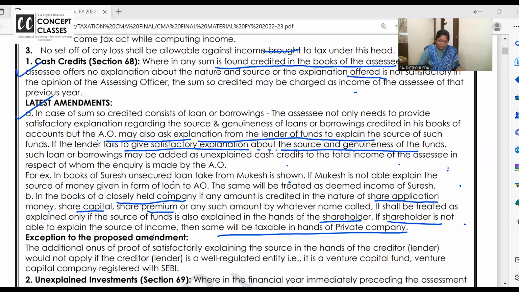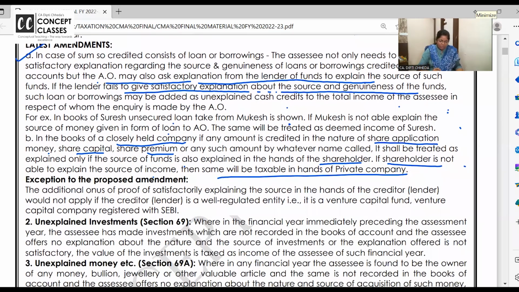One more thing here is an exception to the rule. The additional onus of proof of explaining the source in the hands of the creditor would not apply if the creditor or the lender is a Venture Capital Fund or Venture Capital Company. You know, we also call it an infrastructure company. Like in Hyderabad, the airport is made by whom? Whose money is the entire backup? GMR. Behind the metro, who is there? L&T. So these are companies who are funding the project.